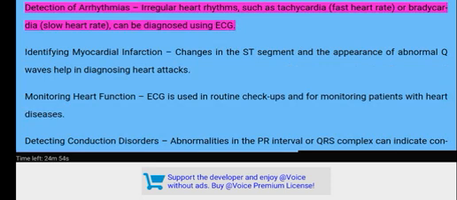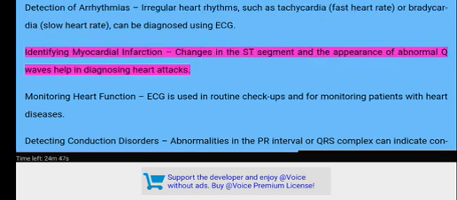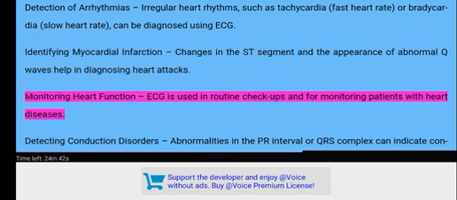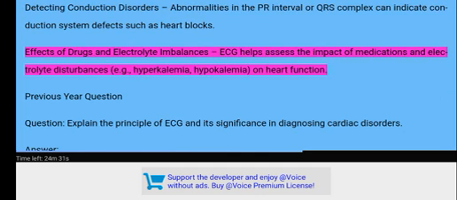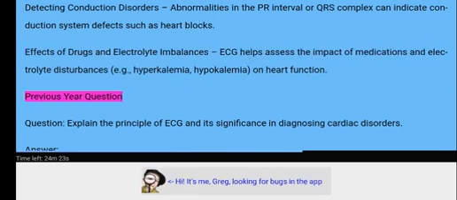Detect arrhythmias. Irregular heart rhythms, such as tachycardia, fast heart rate, or bradycardia, slow heart rate, can be diagnosed using ECG. Identifying myocardial infarction. Changes in the ST segment and the appearance of abnormal Q waves help in diagnosing heart attacks. Monitoring heart function. ECG is used in routine checkups and for monitoring patients with heart diseases. Detecting conduction disorders. Abnormalities in the PR interval or QRS complex can indicate conduction system defects such as heart blocks. Effects of drugs and electrolyte imbalances. ECG helps assess the impact of medications and electrolyte disturbances, e.g., hyperkalemia, hypokalemia, on heart function.